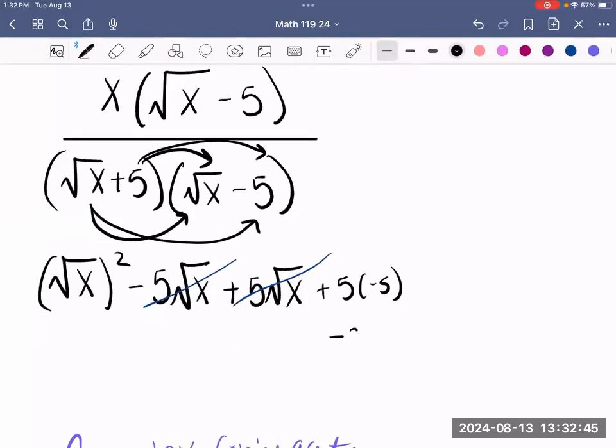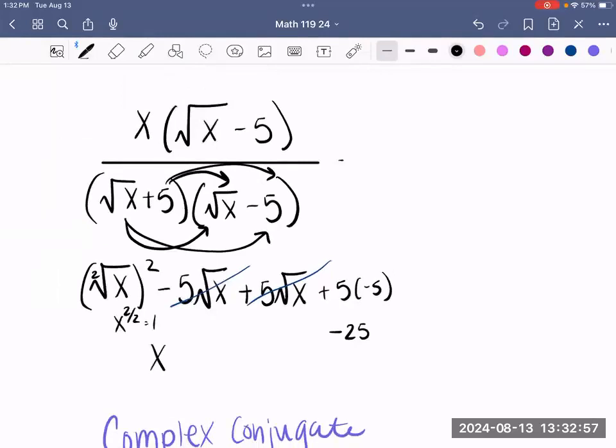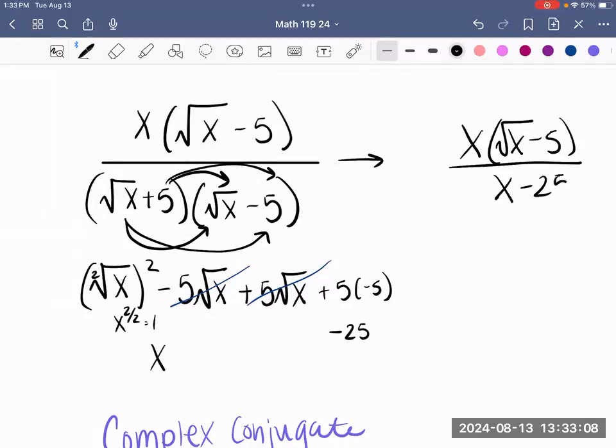You get a negative 25 on one side, and on the other, because they're square roots, think about 2 over 2, which is 1. Again, absolute value sign isn't necessary here. It's just an x. So over here, we have x times the square root of x minus 5, then x minus 25.